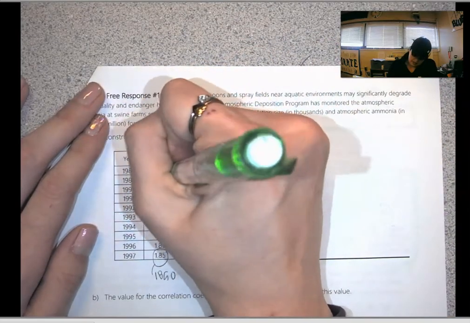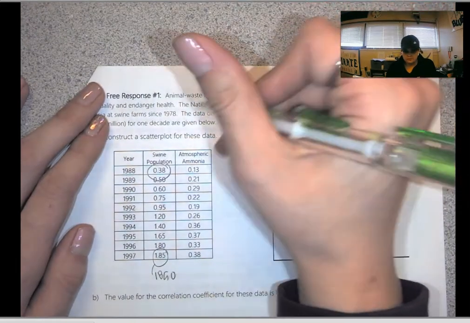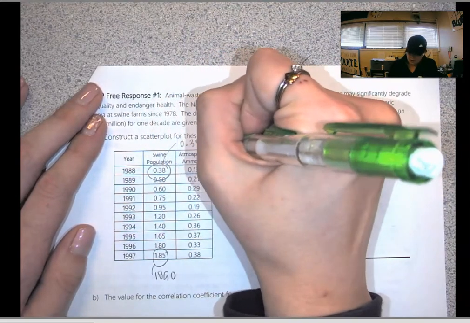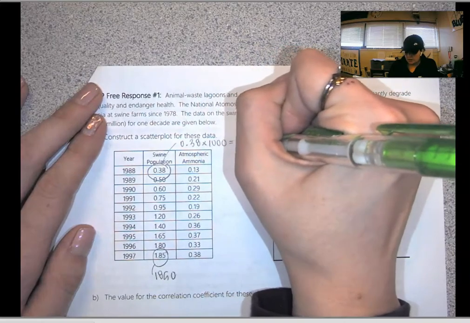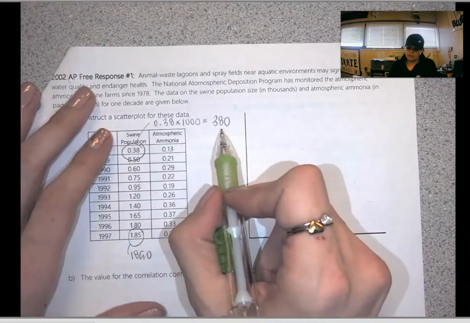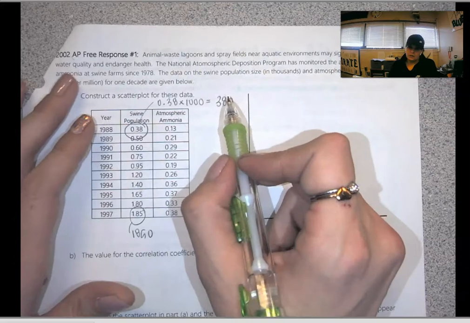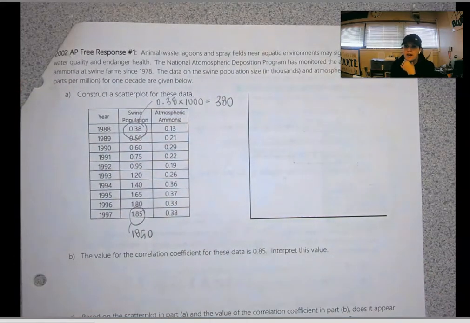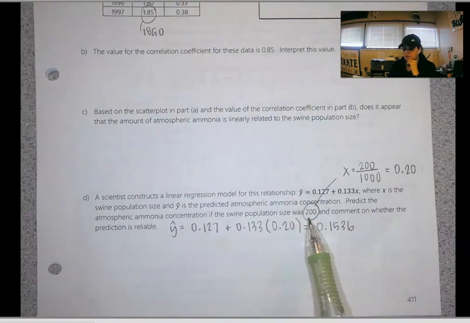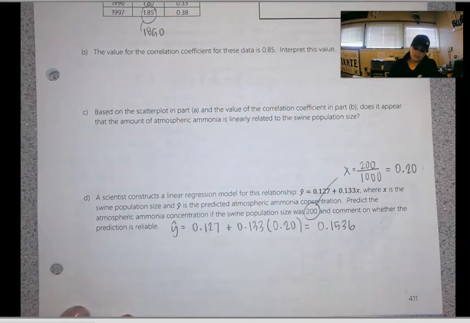So that means this is our minimum value, 0.38 times 1,000, which gives you 380. To change it to a decimal, we divide by 1,000, so to change it back, we multiply by 1,000. So we have data collected for atmospheric ammonia when the swine population is between 380 and 1,850. And we have made a prediction for a swine population of 200. Is that reliable? The answer is no.